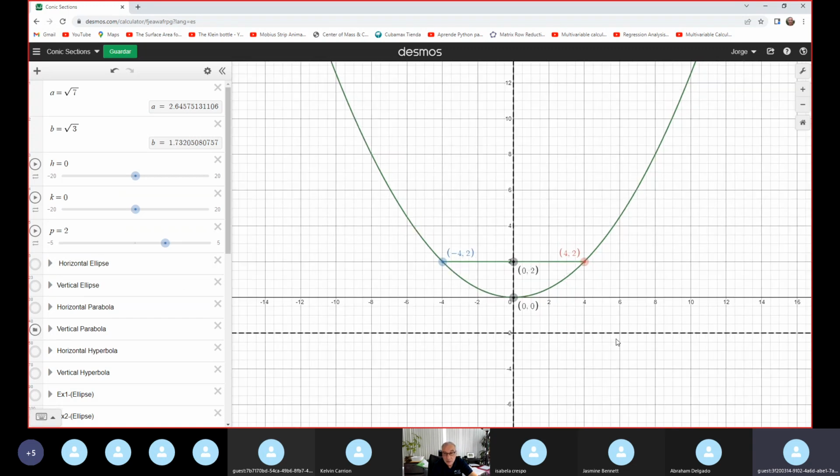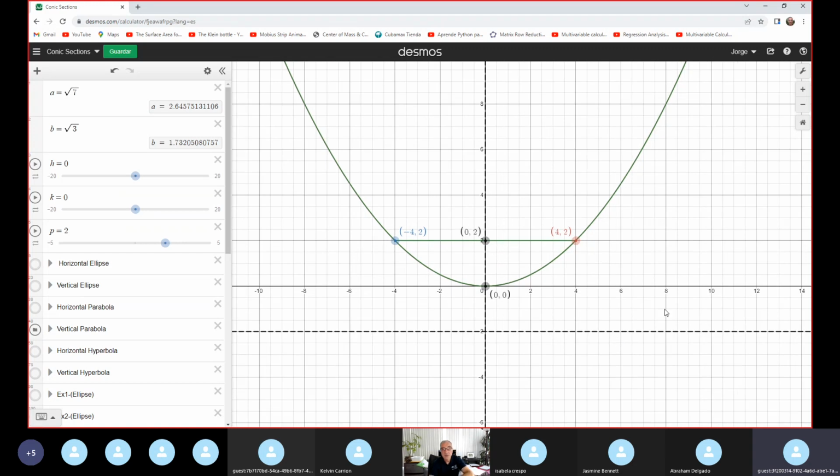Boom. Look at that. This is the vertex. This is the focus. This is the end point of the focal diameter. This is the axis of symmetry, the dotted line. You see x equals 0 on the y-axis, and the equation for the directrix is y equals negative 2, the horizontal line. Any question?